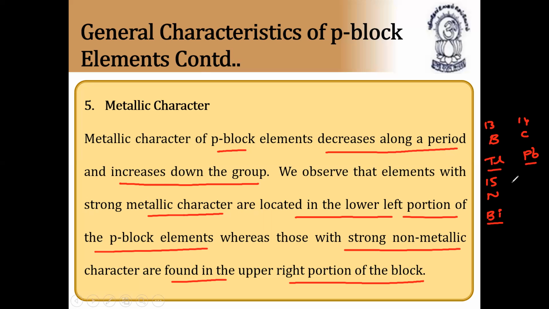So the underlined ones are metals. Similarly, group 16 starts with oxygen and ends with a metal. Group 17 is also like that. So everywhere we observe that elements with strong metallic character are located in the lower left portion of the p block, whereas those with strong non-metallic character are found in the upper right portion. These upper right elements are nitrogen, oxygen, fluorine, neon, and so on.